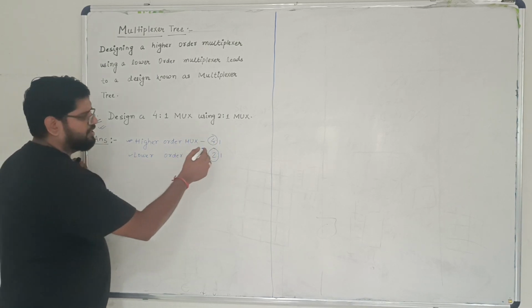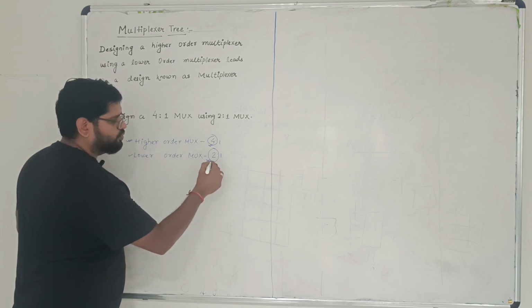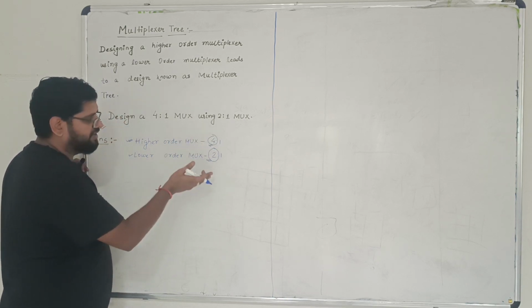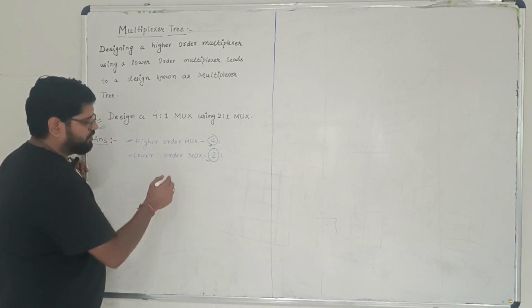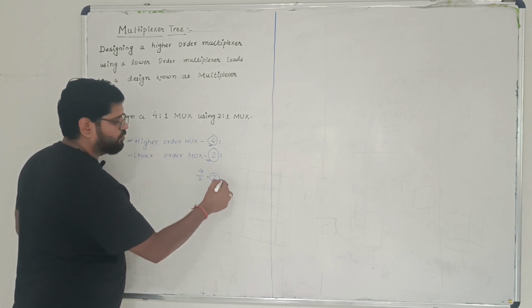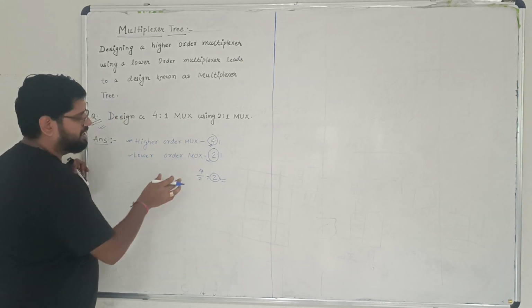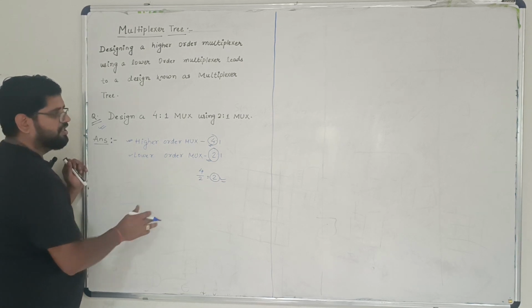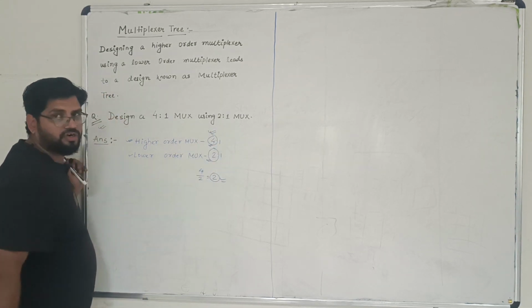It is kind of, if it is 4 and if it is 2, you will be able to get it by dividing the inputs of both of them. So if you are dividing 4 by 2, you will be able to get it as 2. That means 2 lower order multiplexers are initially required in order to achieve the inputs of the higher order multiplexer.